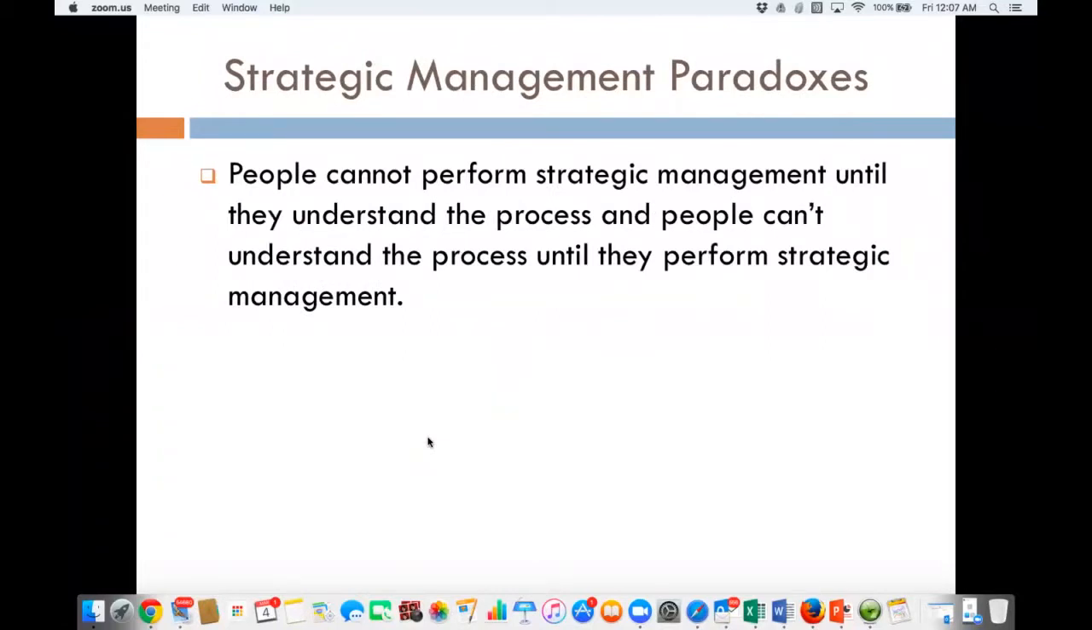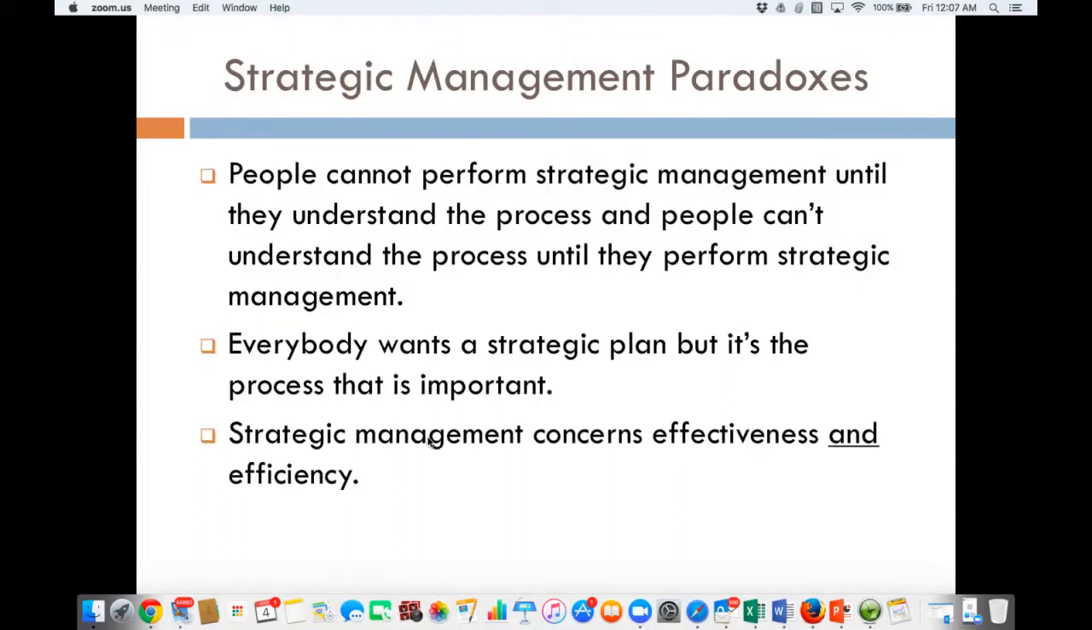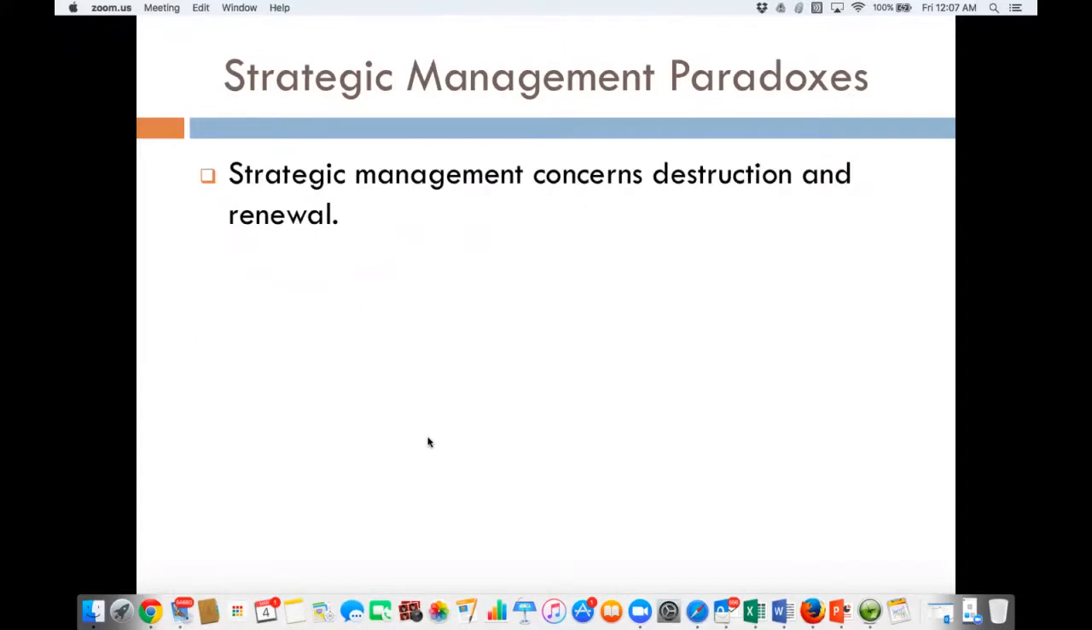People cannot perform strategic management until they understand the process, and people cannot understand the process until they perform strategic management. Everybody wants a strategic plan, but it is the process that is important. Strategic management concerns effectiveness as well as efficiency. Strategic management controls and empowers. Strategic management concerns destruction as well as renewal.